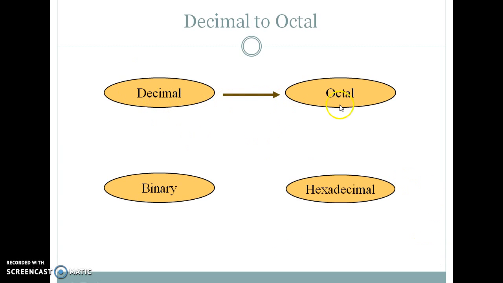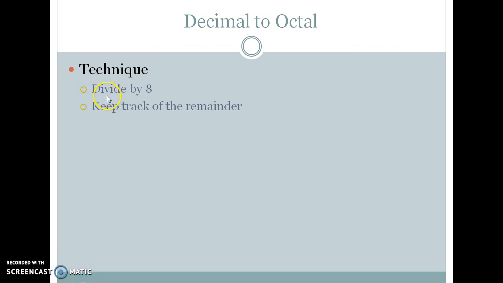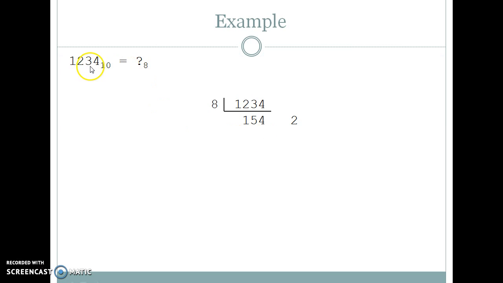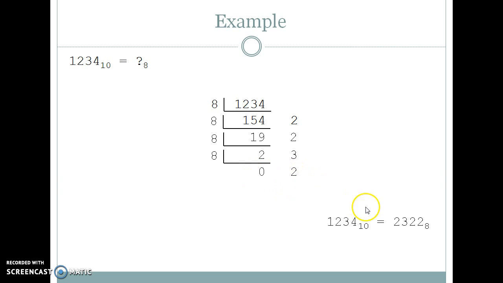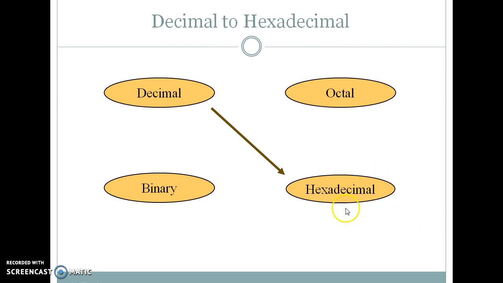Now the conversion from decimal to octal. For this divide by 8 and keep track of the remainder as you have done in the case of decimal to binary number system. In that case you divide by 2, but in case of decimal to octal number system, you divide by 8, and like this, you get the remainder 2, the remainder 2 again, and finally until you get 0 at the last. So the answer is 2322. This last 2 becomes your least significant digit.